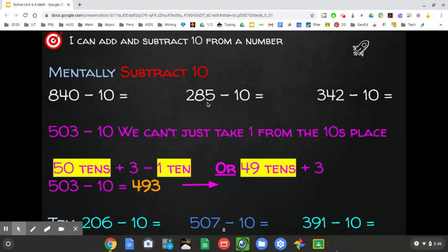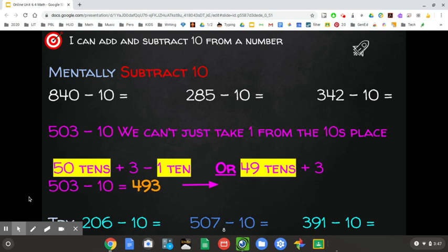Okay, go ahead and do the exact same thing with this number, 285. You're going to take 1 away from the 8, which is going to give you 275. Nice job, mathematicians. And go ahead and do this last one in your head, 342. You're taking 1 away from this 4 in the tens place. What is that going to give you? Okay, yeah, that's going to give you 332 because you took 1 away from 4.